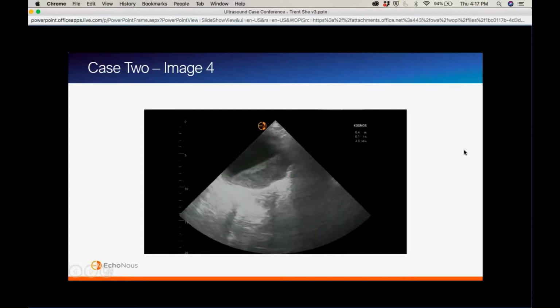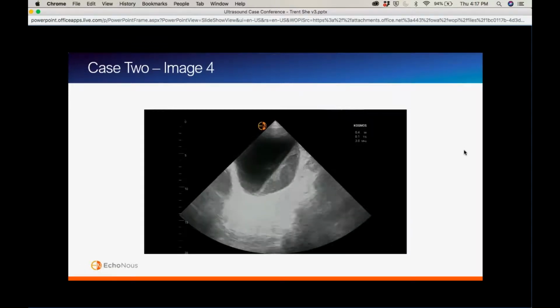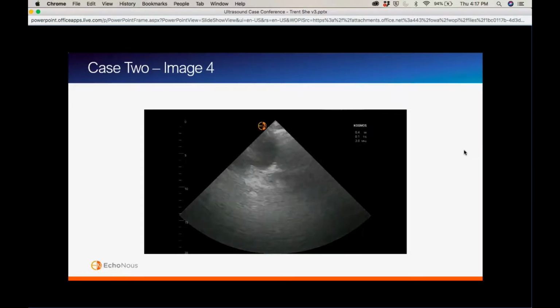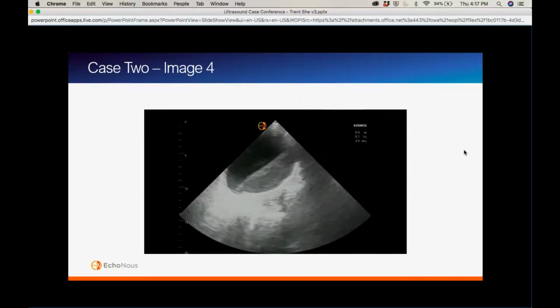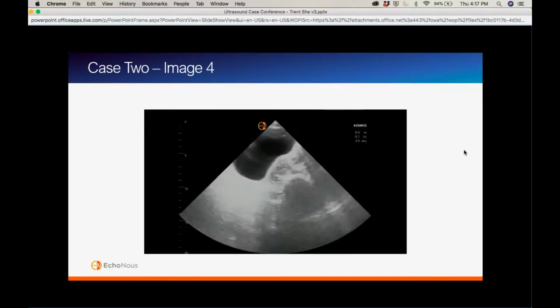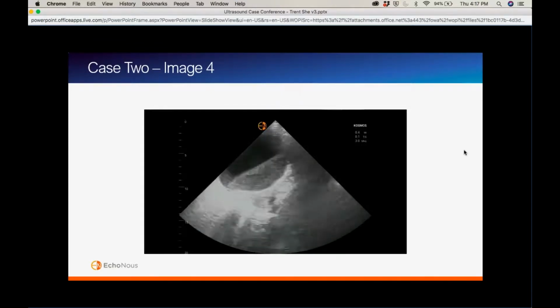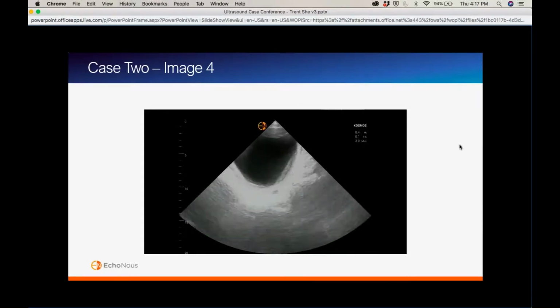This I actually have to thank my resident for, because my resident didn't stop scanning at just the aorta. He recognized that the aorta was an issue and then continued to scan downward. And I was like, huh. So this is right below the aorta where her bladder should be.